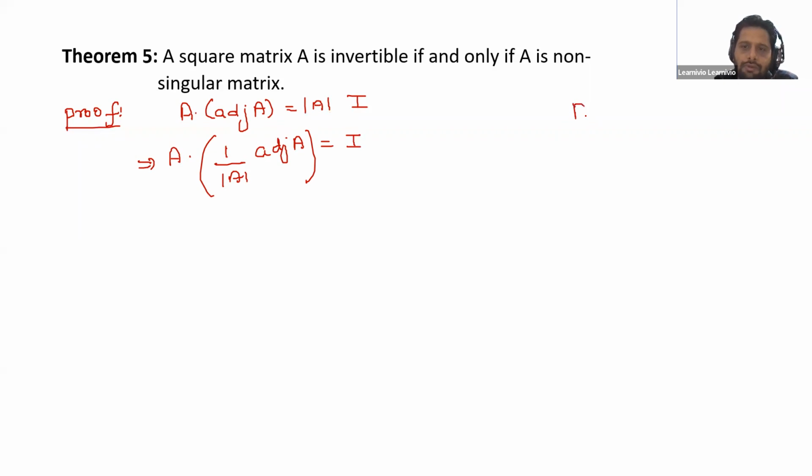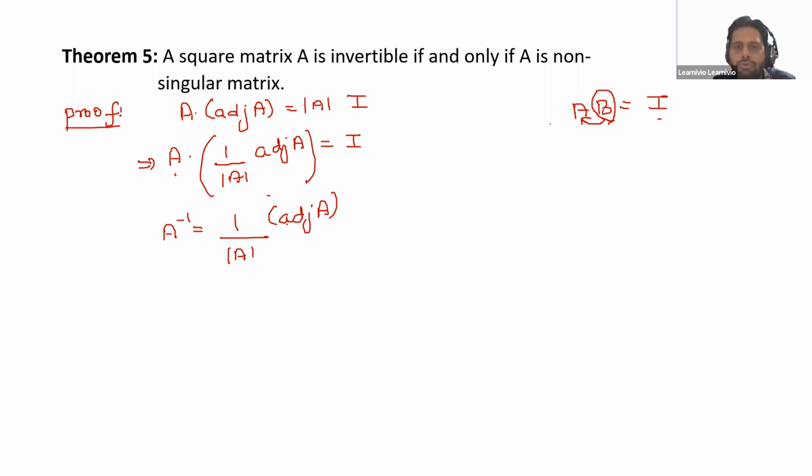Now if we compare this with the definition, what is the inverse of a matrix? If there exists a matrix B such that when we multiply it with A we get identity, then we say that the inverse of A is B. Here you are multiplying matrix A with this complete matrix and you are getting identity. That's why you can say that the inverse of the matrix is equal to 1 by determinant of A times adjoint of A. So this is also the formula to find the inverse of a matrix. You will find the adjoint of A, divide it by the determinant of A, and you will get the inverse of the matrix.